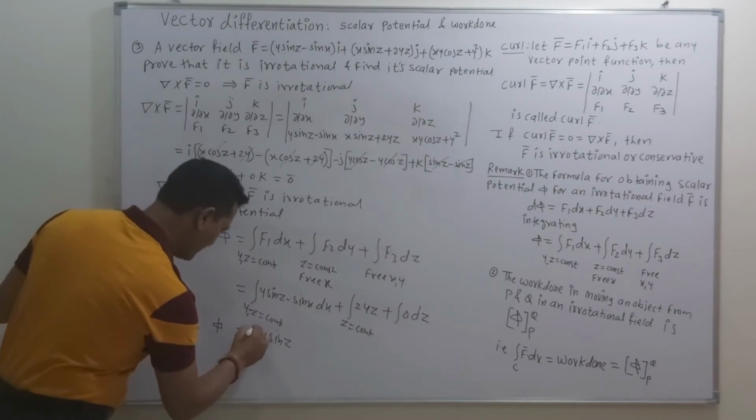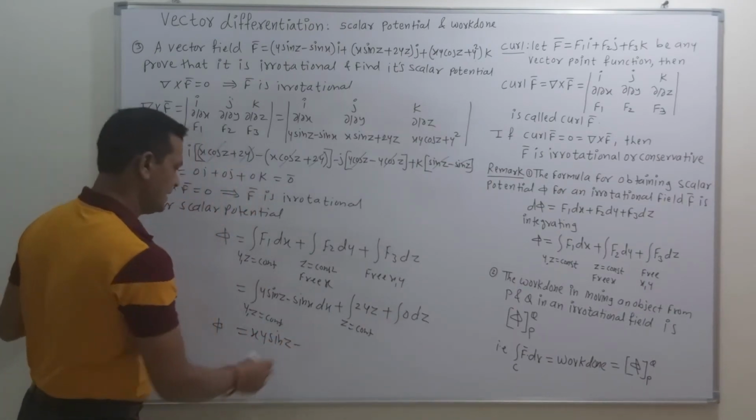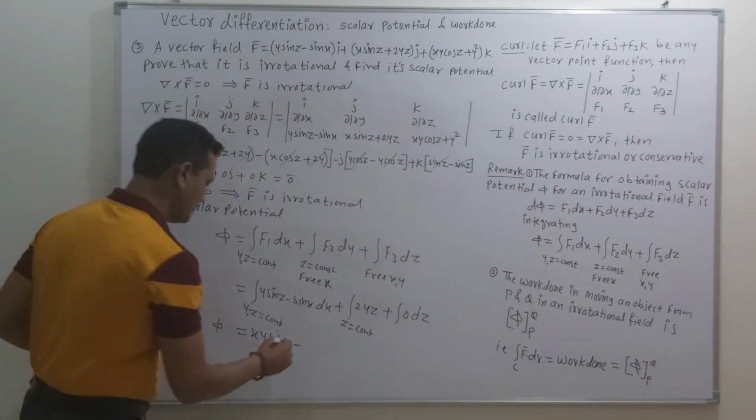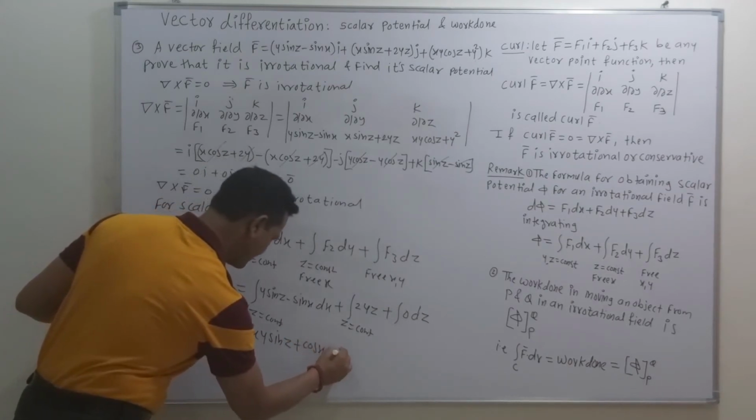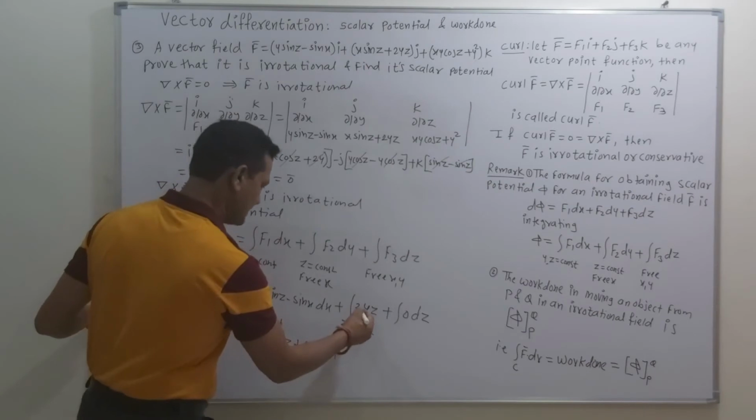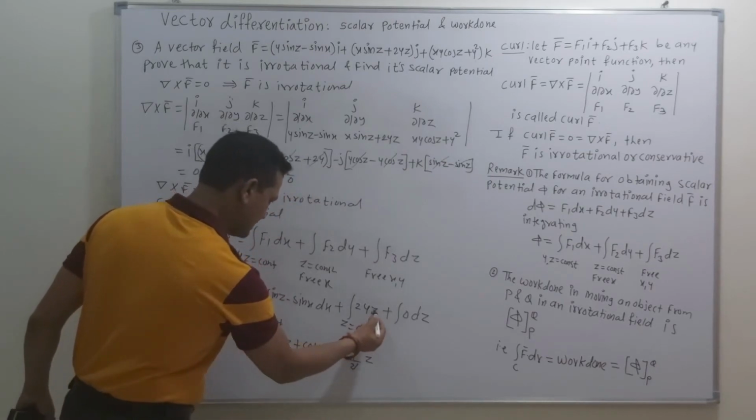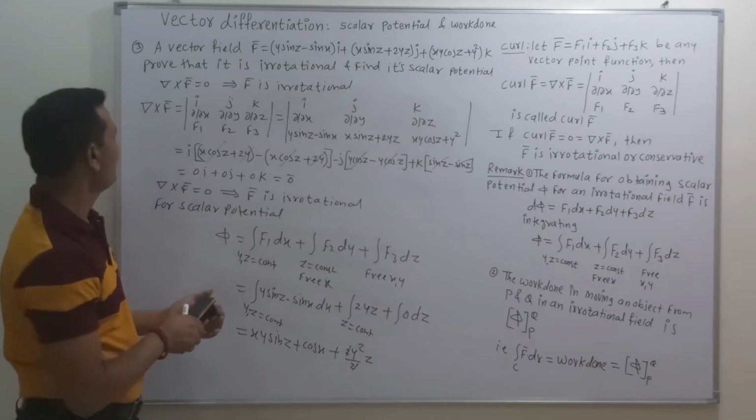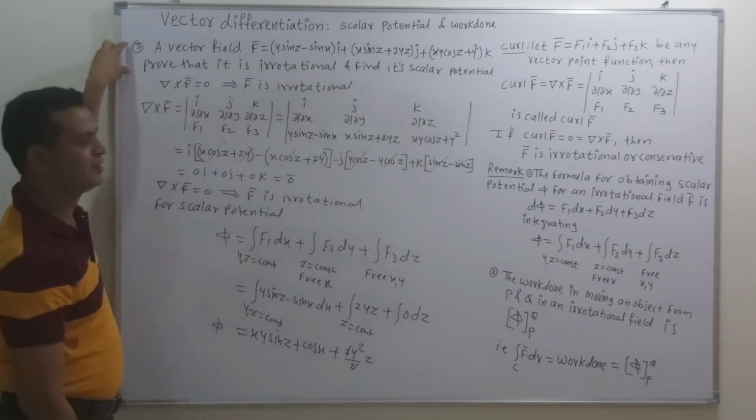So integration of 1 with respect to x is x. Then minus integration of this cos term, integration of cos is sin, so with this minus it becomes plus cos of x, plus we can write this as 2y square upon 2 into z, so 2 will get cancelled and this z is constant. So this is the value of scalar potential for the vector field which is given by this function. So this is the third example.